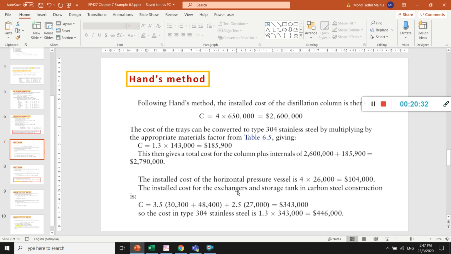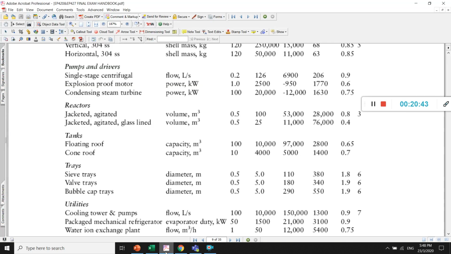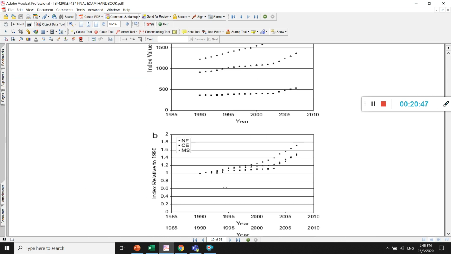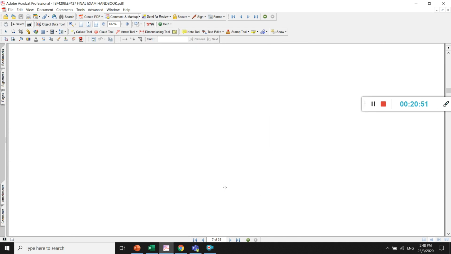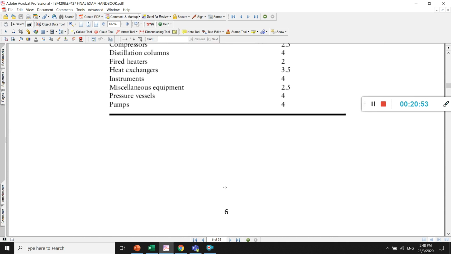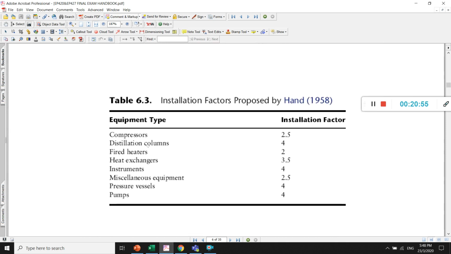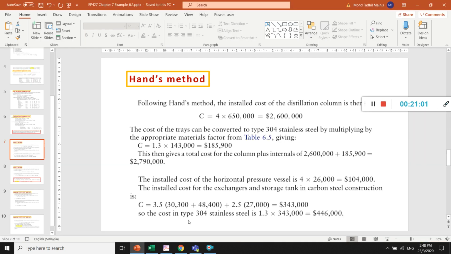Then the insert horizontal pressure vessel. This one is the same also. Why do we need to times 4? Because the hand factor, the installation factor, is 4. We check again whether it's correct or not. So we go to the hands factors. Where is it here? No, this one. Okay, so column 4, vessel 4. So vessel also 4. Then 4 times 2 26,000.